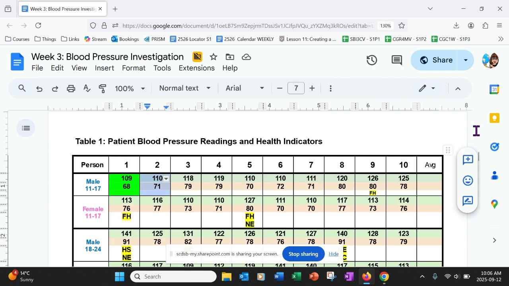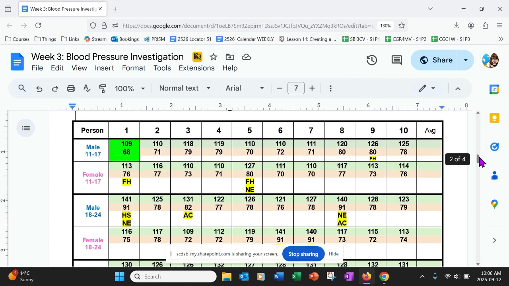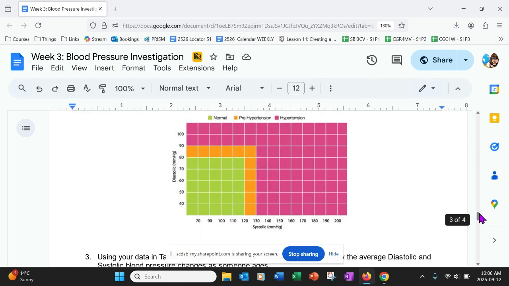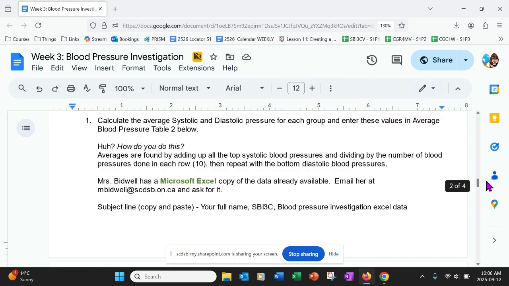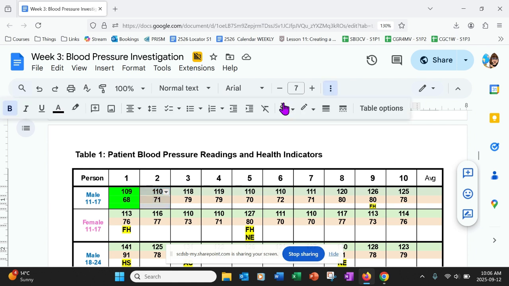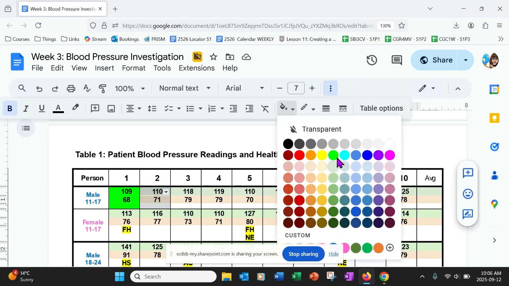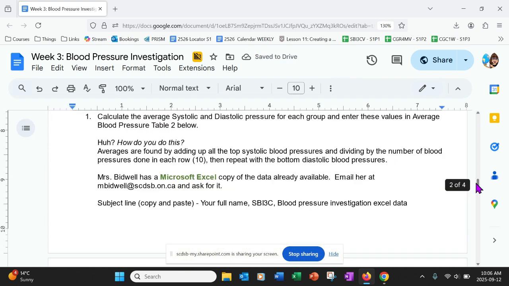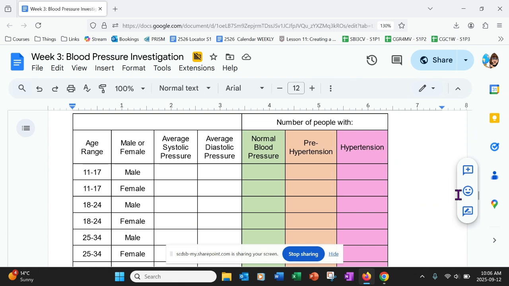So what I did there, I'm going to do one more time for you. 110 over 71 for person two. So 110 and then 71, that's still normal. So I'm going to re-highlight the whole box. That's the issue the last time I was trying it. Then you find the background color and then just color it. You can just do it in the colors here, so then you can add them up really easily.